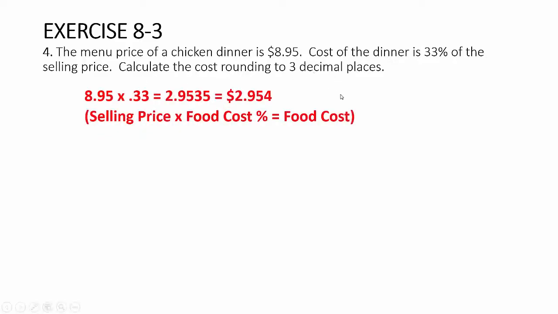If we remember our food cost percent pyramid, we're going to take our selling price. We're going to multiply it by the food cost percent, and that shows us that the cost to prepare this chicken dinner is $2.954 rounded to 3 decimal places. So again, the selling price times the food cost percent gives us the food cost, or the amount of money the chef has to prepare the chicken dinner.